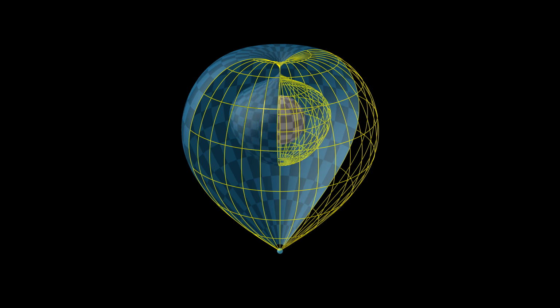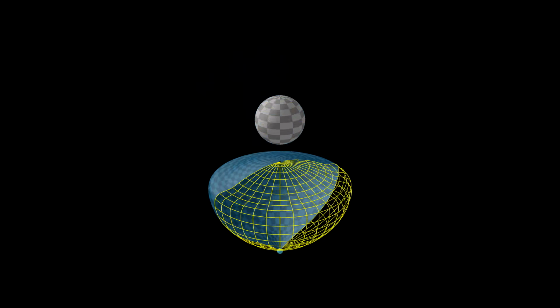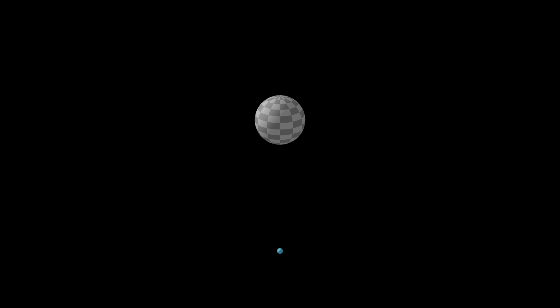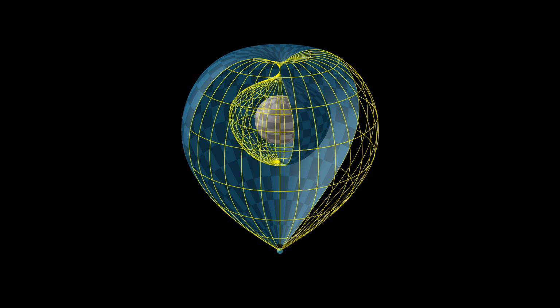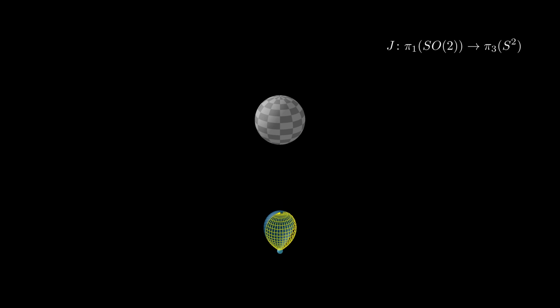Instead of degree or winding number, the integer we count is called the Hopf invariant, since it was introduced by Heinz Hopf in a paper from 1931. By the way, the fact that this animation relies on some kind of spinning is an instance of something called the J homomorphism, but I won't say much more about that here.